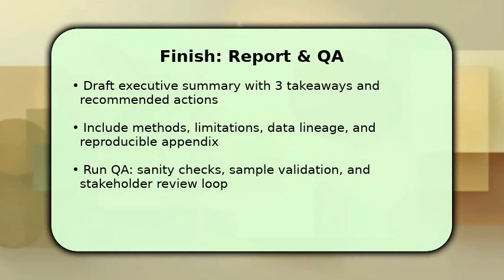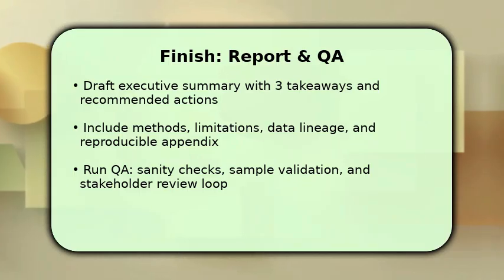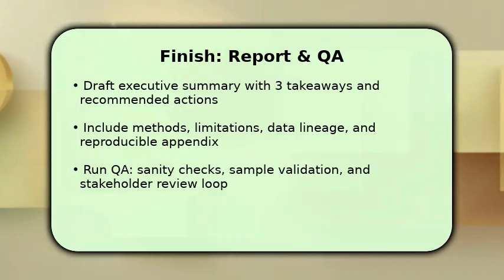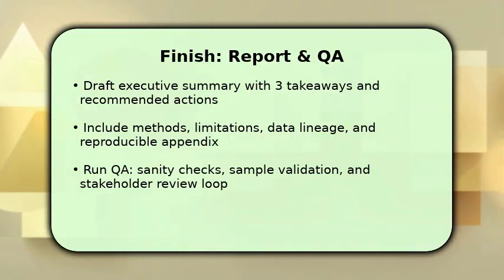You finish by assembling a concise, actionable report and validating it. Start with a 1-paragraph executive summary listing 3 clear takeaways and recommended next steps so readers act quickly. Then document methods, assumptions, and data lineage in an appendix for reproducibility and audit. Make sure to run QA, sanity checks, sample-level validation, and a short stakeholder review loop to catch misinterpretations.